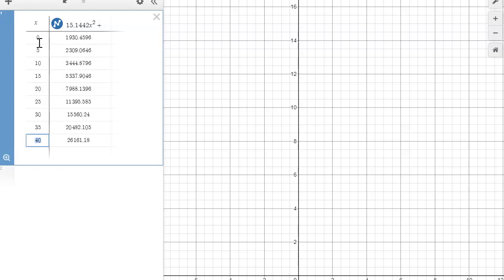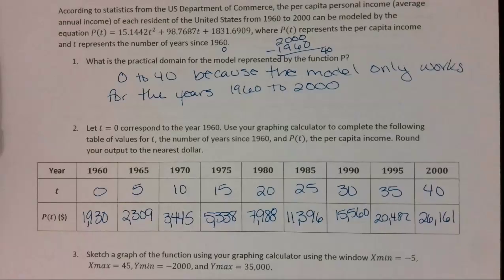For 25, I have 11,396, because the 0.5 makes it round up. For 30, I have 15,560. For 35, I have 20,482. And for 40, I have 26,161. Okay, so I'm going to show you my filled-in chart.